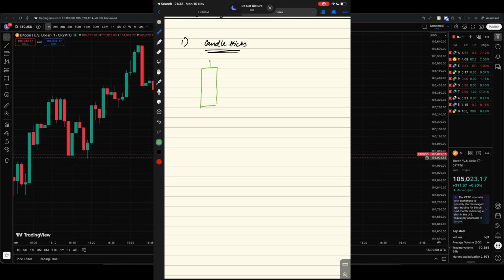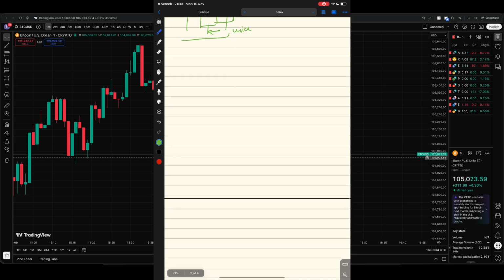So let me draw a green candle here. First of all, this part is the wick, or you can say shadow. And the same goes with this part, this is also called a wick. And this part from here to here is called the body. So this is about the candle.